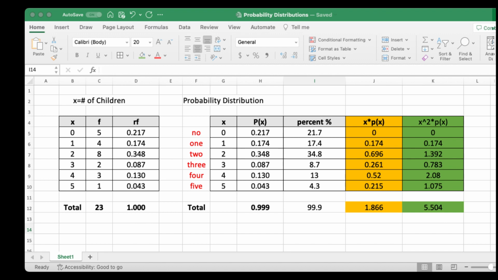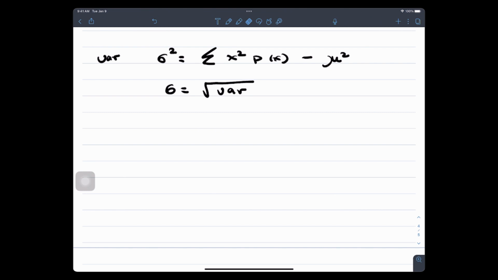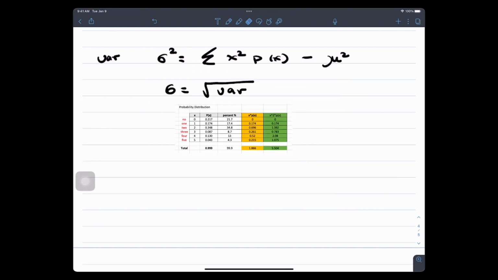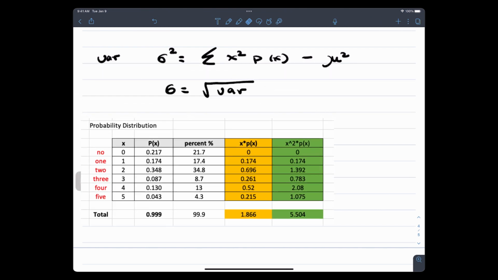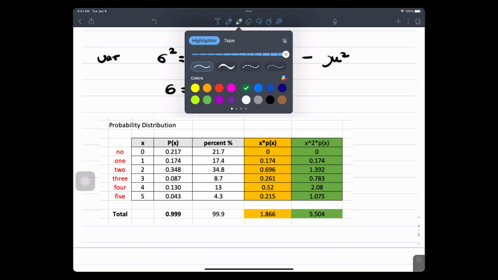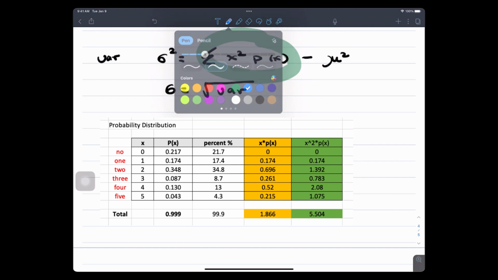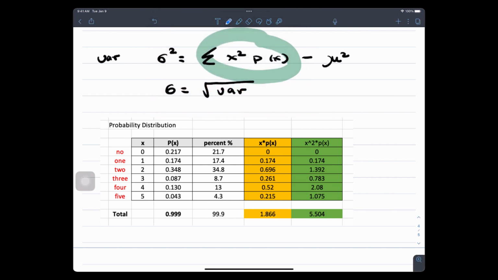All right, let's go to the iPad. If I can find it. I'm going to bring it in right in here. So I want you guys to see the details here. In green, I actually highlighted this in the wrong way. You see what I just found here? That's the green. What number is that? That sum of x squared p of x, that is 5.504.